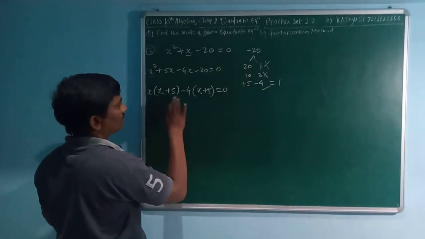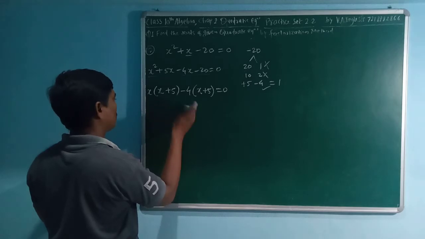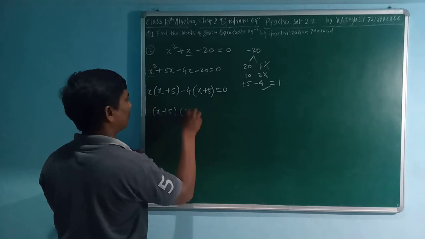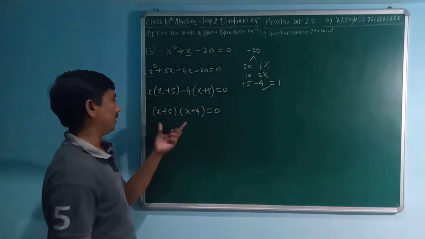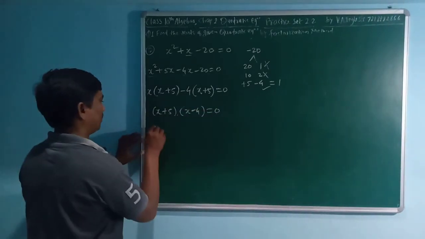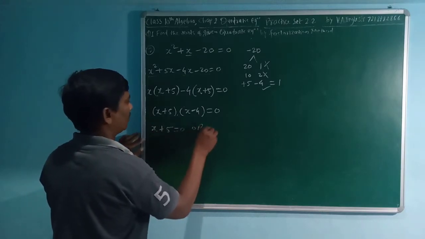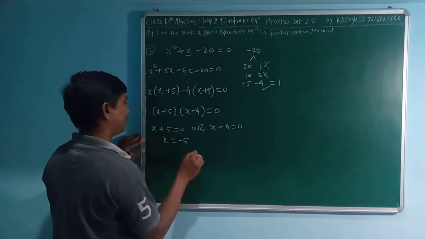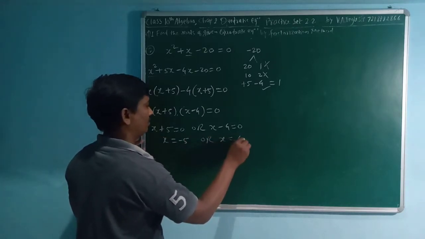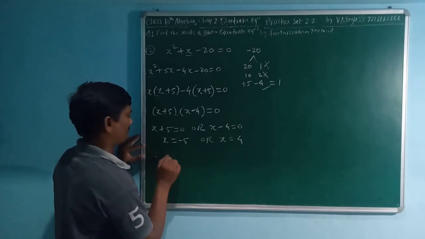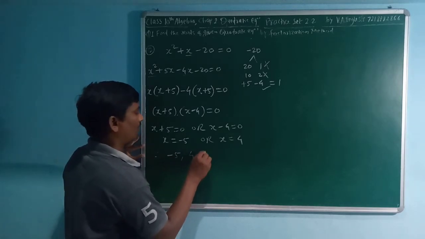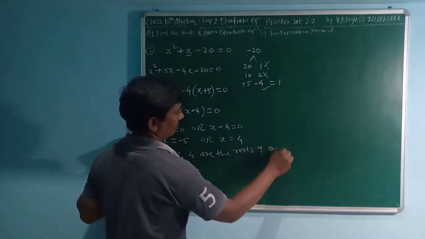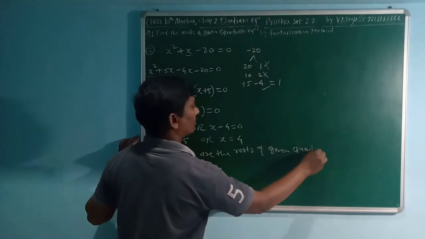So here x plus 5 and x plus 5 are common brackets, so just take them once, x plus 5, and the remaining will be in another bracket, that is x minus 4 equals to 0. Again the product of two terms is 0, so we can write either x plus 5 equals to 0 or x minus 4 equals to 0. If you transfer 5 to the right hand side, its sign will change. Here also x is equal to plus 4, therefore the roots are minus 5 and 4, the roots of the given quadratic equation.